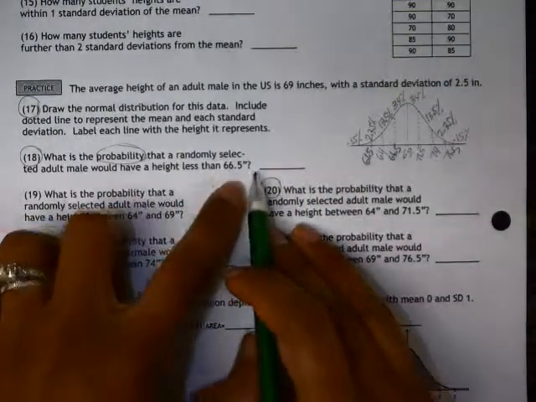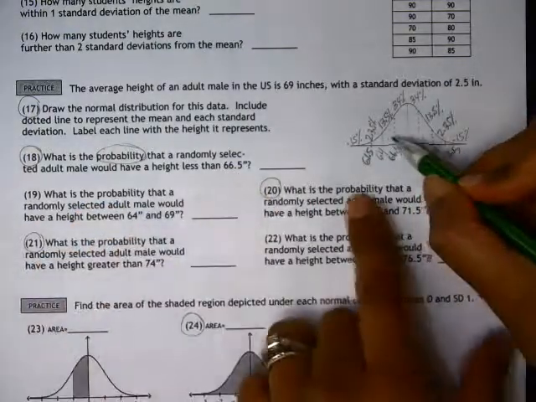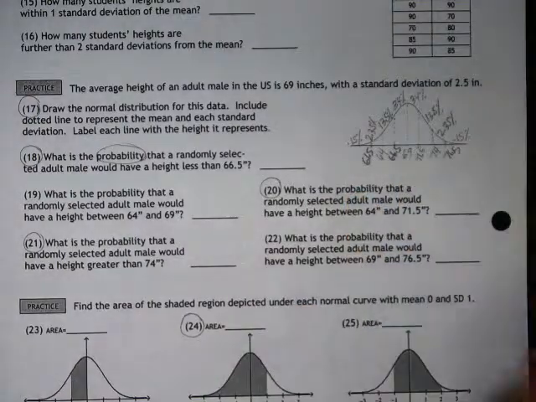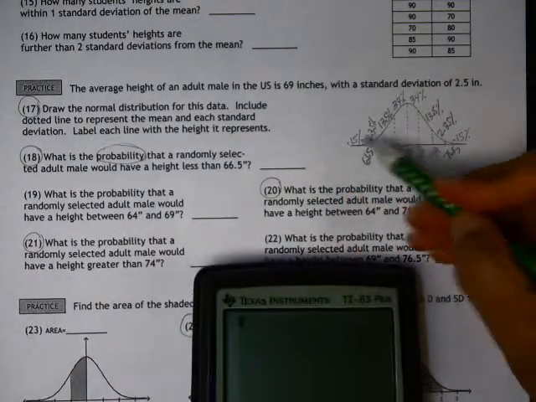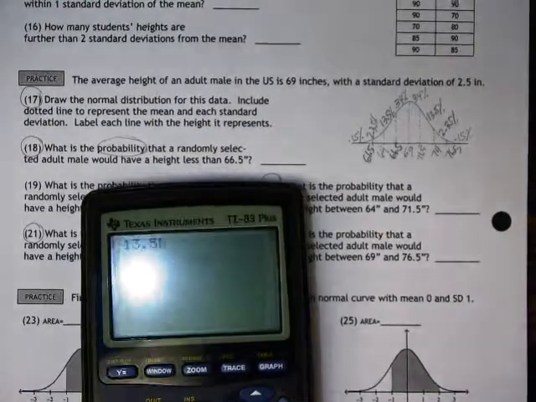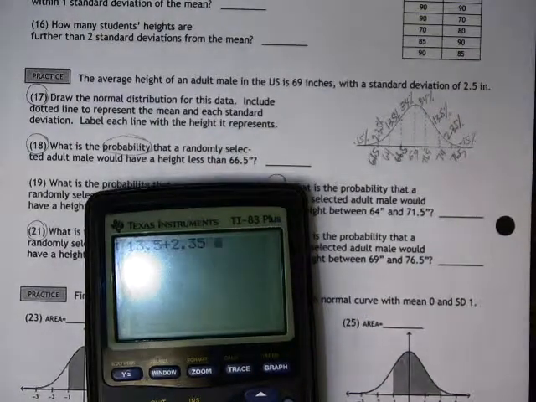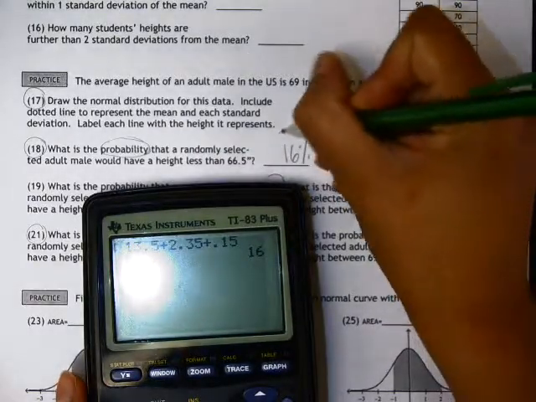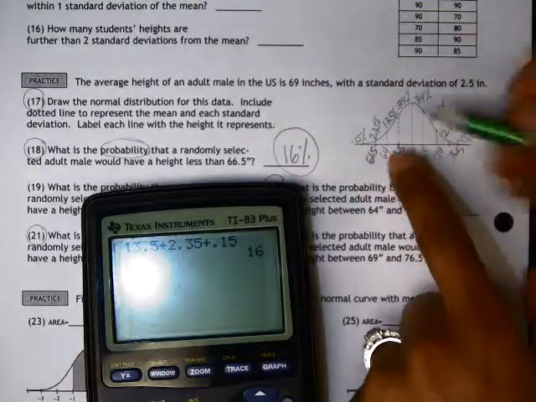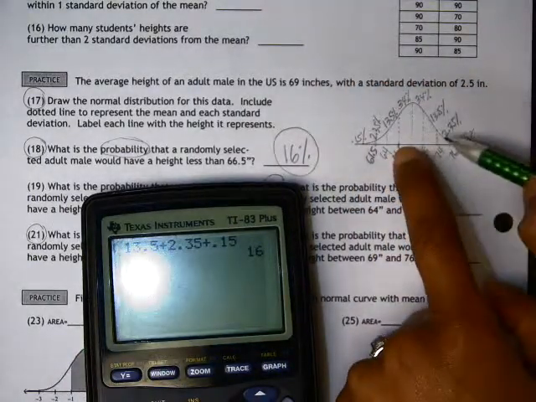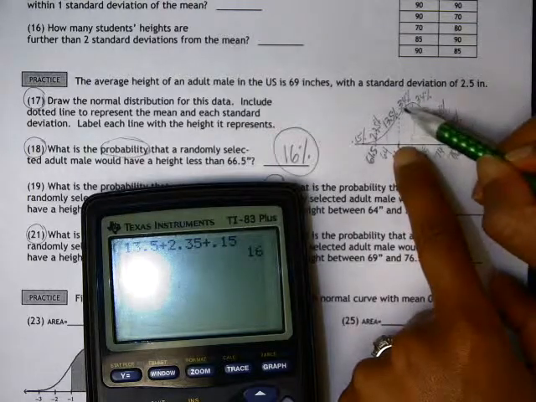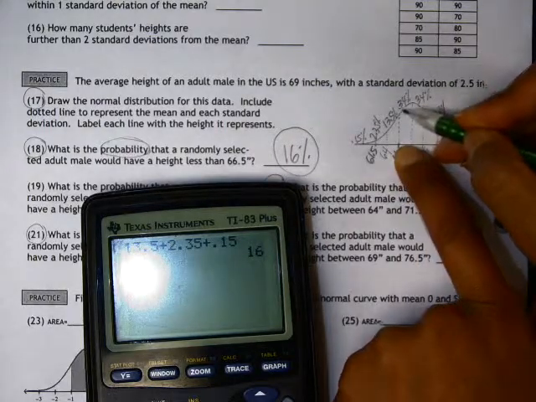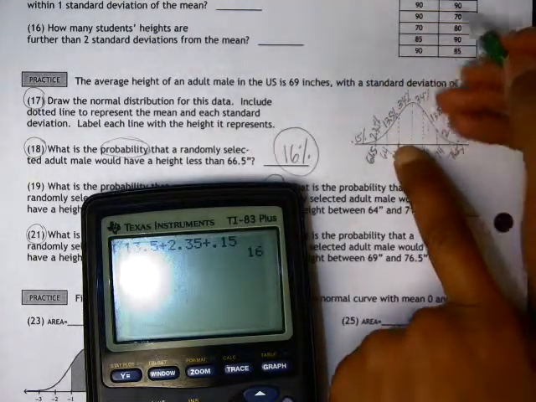So if you're looking at a height less than 66.5, we're looking at these last few sections. So if we just add up all the percentages that are less than 66.5, so that's 13.5 plus 2.35 plus 0.15. So the total here is 16% of the men. You could also take 100% minus all of this percentage, which would be 34 plus 50, or 84. 100 minus 84 also gives you 16%.